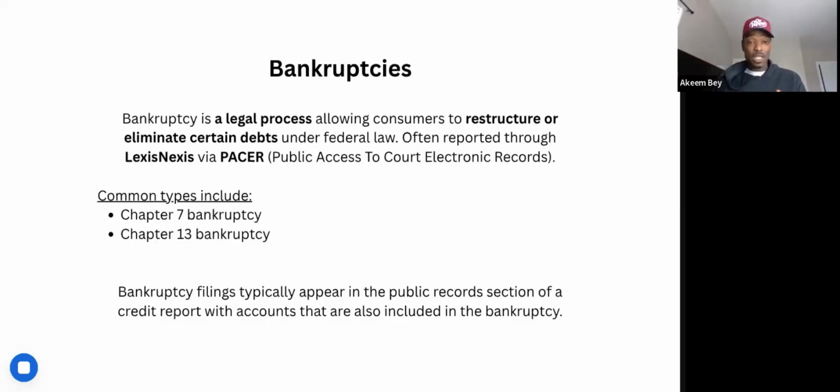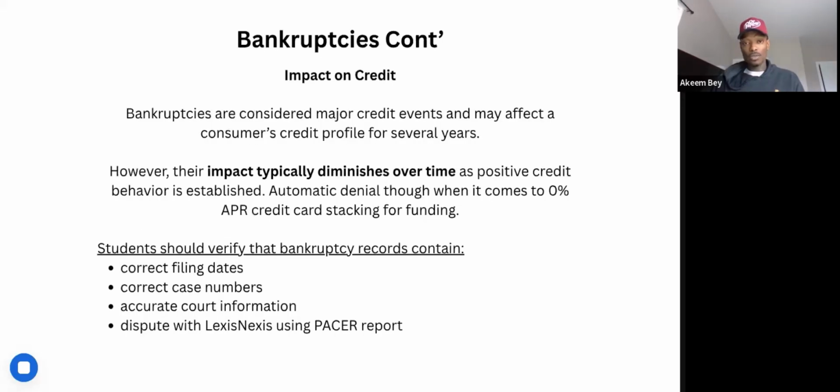Now, when it comes to bankruptcies, a bankruptcy is basically just a legal process that allows you as a consumer to restructure or eliminate certain types of debt under federal law. It's often reported through a company called LexisNexis and PACER, which is the public access to court electronic records. The common types are Chapter 7 bankruptcies and Chapter 13s. Bankruptcy filings typically appear in the public records section of your credit report, with accounts that are included in the bankruptcy also appearing on your credit report.